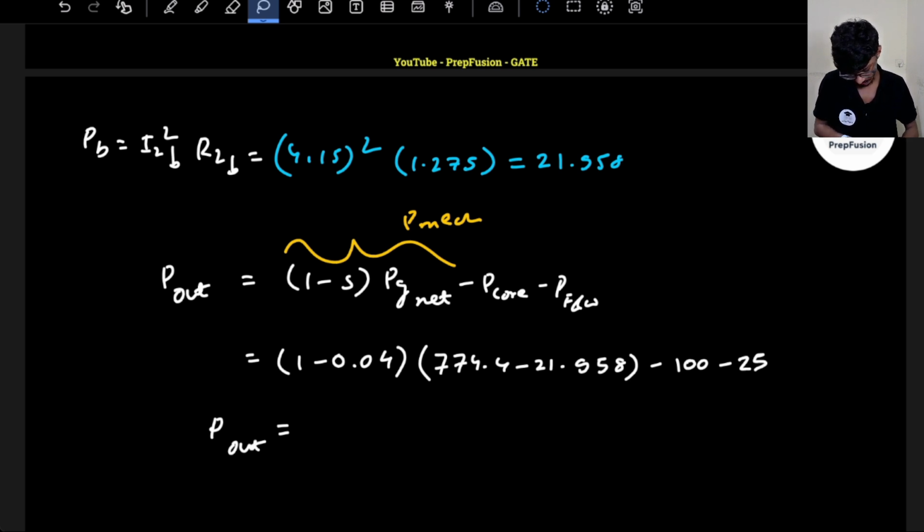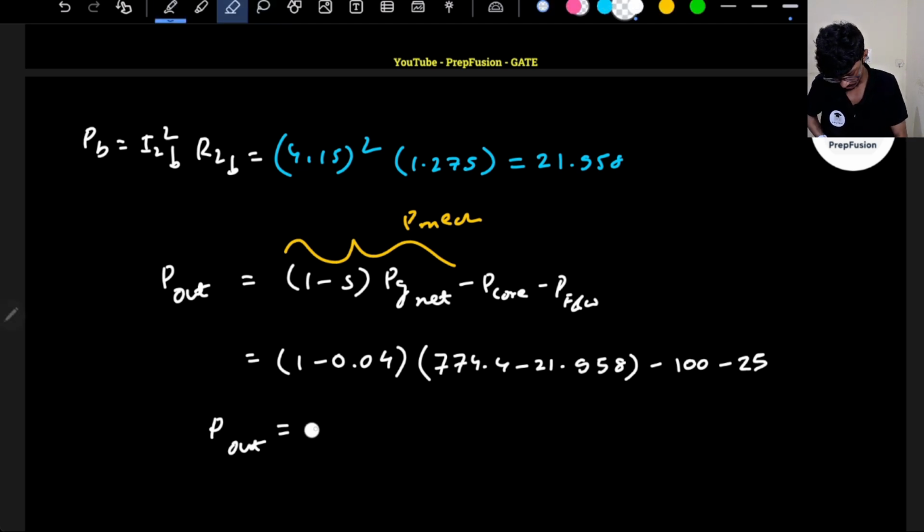774.4 minus 21.958 into 0.96, so this will be 722.344 minus 100 minus 25. So overall it comes out to be 597.344 watts. Okay, so this is the output power.